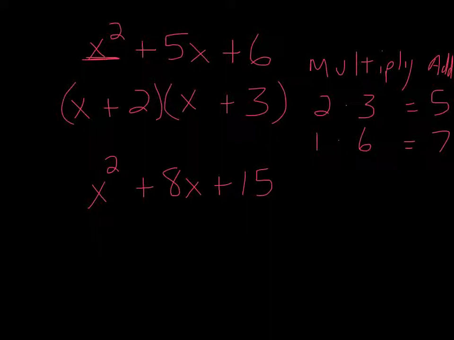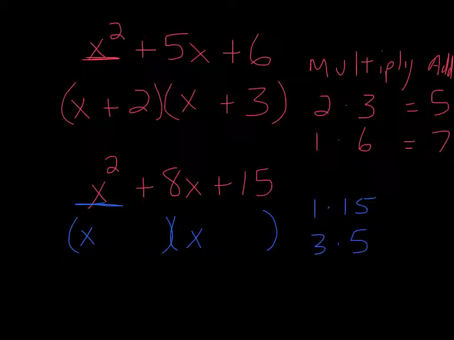Now if you want to start right away, if you look at your first term, it's x squared. So you know right away that the first two should be x's because x times x is going to give you x squared. Okay, now the last two have to multiply to be 15. So you think about 15, you have 1 times 15 and you have 3 times 5, right? Okay, well now the trick is which of those two is going to add up to be 8? Well 1 and 15 is 16, 3 plus 5 is 8.